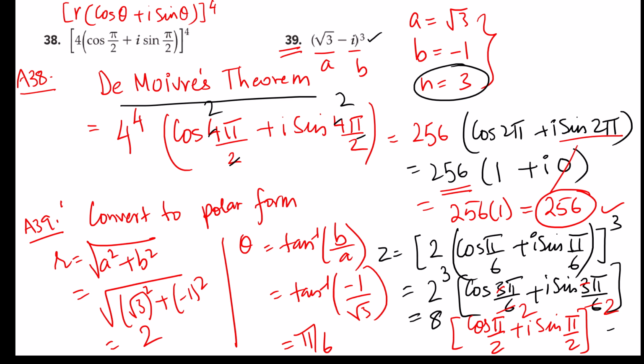So just calculate this value. So this will come out to be, cos pi by 2 is 0, sin pi by 2 is 1, so 8i. This will be the final answer. Let's see the answer key now for this learning objective number 17.